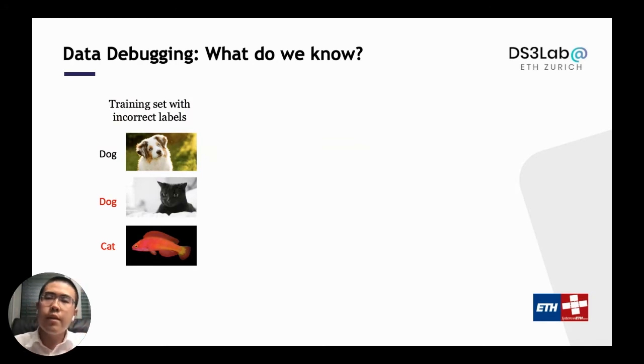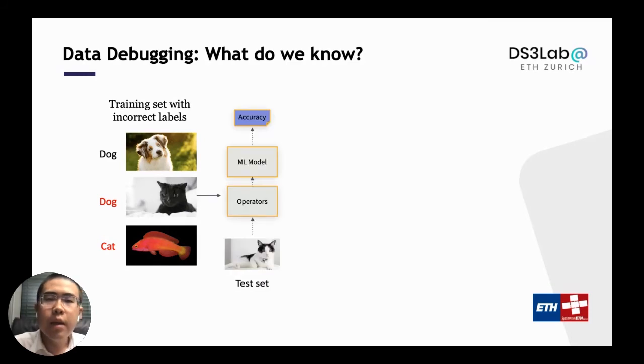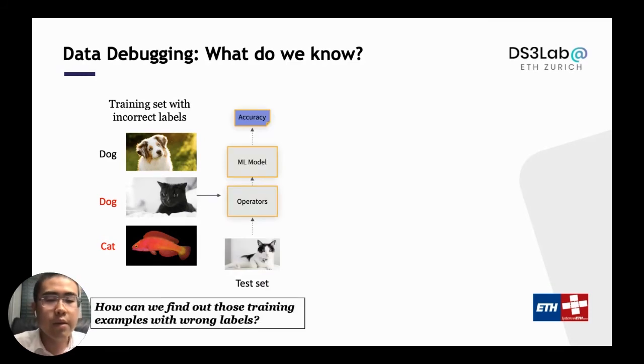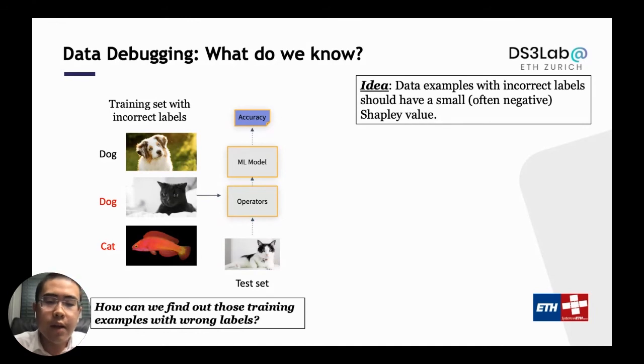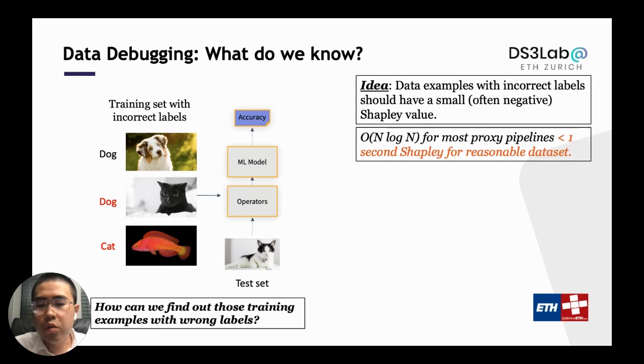Assuming you have a data set with a lot of wrong labels on your examples, and then you train a machine learning model over it. The question we want to understand is how can we find out those training examples with the wrong label? In this case, the high-level idea is if you look at the Shapley value of those examples, those with very small Shapley value, often negative Shapley value, should be the candidates that you should look at.